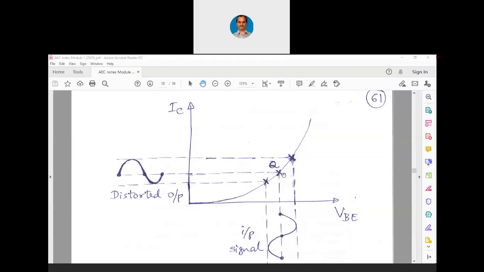Now, when we apply such a signal, because of this curvature in the characteristics, we will see a distortion at the output. It does not have a 50% duty cycle, where the amplitude of the negative cycle is smaller in this case than the amplitude of the positive cycle. This is called amplitude distortion. Whatever the shape of the waveform, it is not completely replicated at the output. So this is an amplitude distortion.